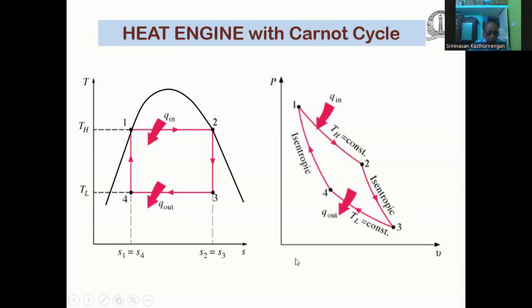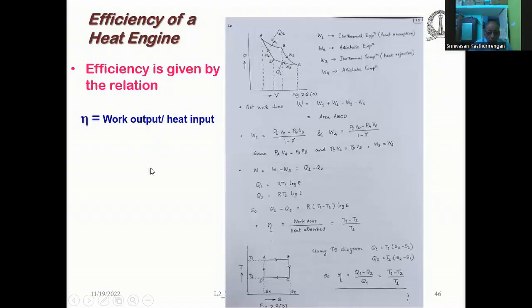The same thing can be represented as a TS diagram in which you can have isothermal expansion, adiabatic expansion, isothermal compression, adiabatic compression. Now the heat is drawn in the zone of isothermal expansion and then heat is rejected in the process 3 to 4, which is isothermal compression. So the net work done will be equal to the area within the curve, within this cycle of operations.